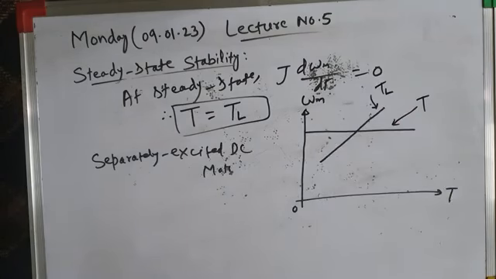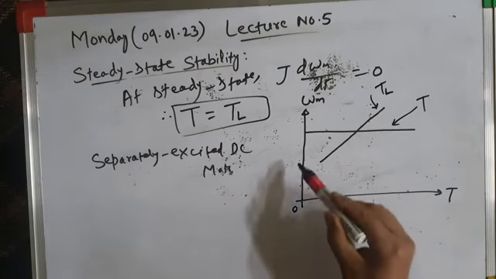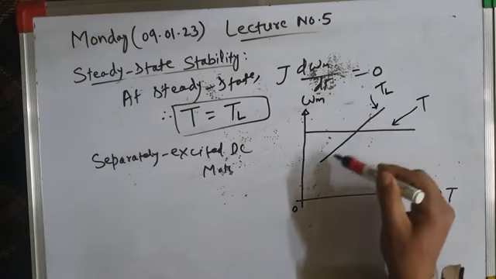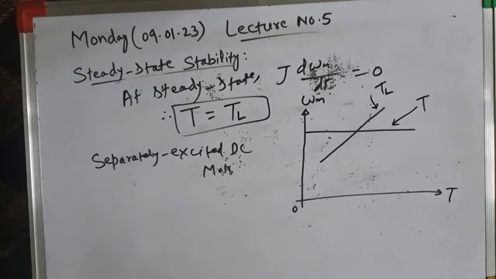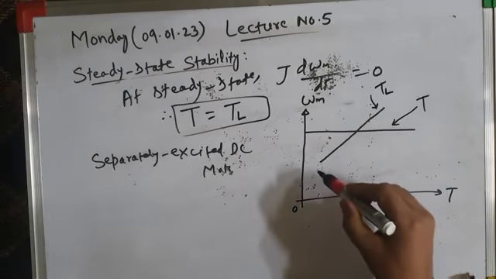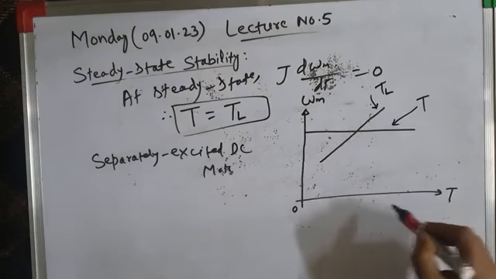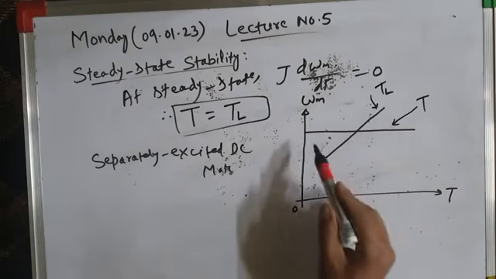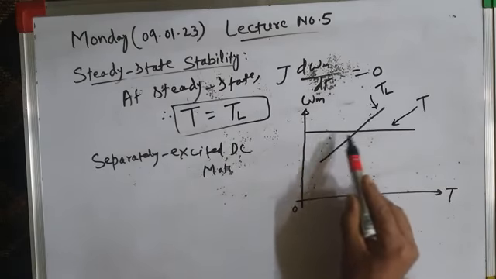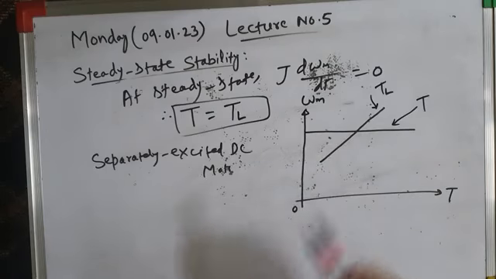We may have a particular type of load in which, as the torque increases, the speed also increases, say in a linear fashion like this. And let us suppose this is the torque speed characteristic of the load. So this is the variation of torque with speed for a load, and this is the variation of speed with torque for the separately excited DC motor.